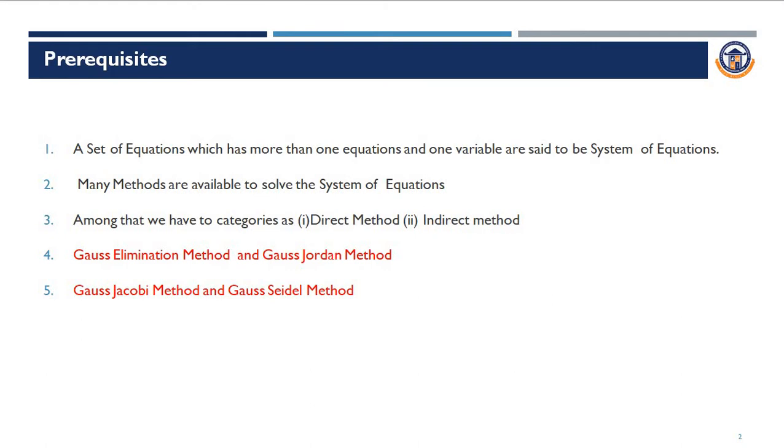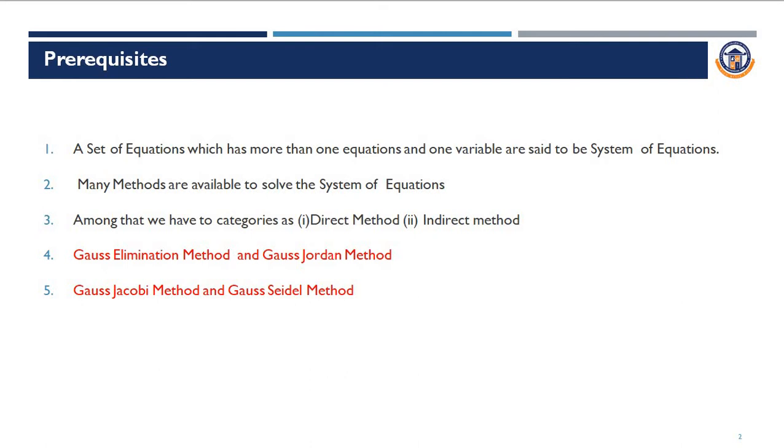Now here let us see what we mean by a system of equations. A system of equations is nothing but a set of equations which has more than one variable and more than one equation. To solve a system of equations, there are so many methods available, but we are going to see only two methods. One is the direct method and another is the indirect method.